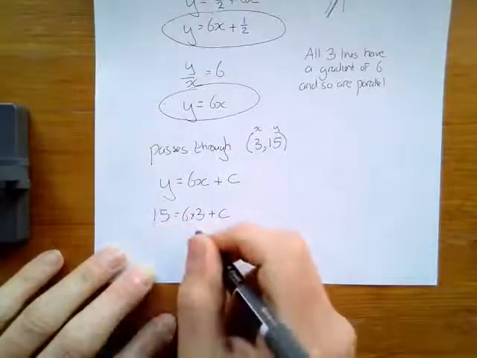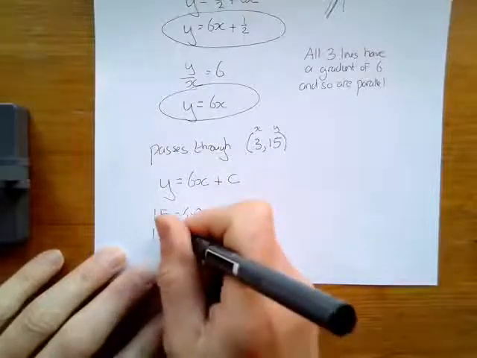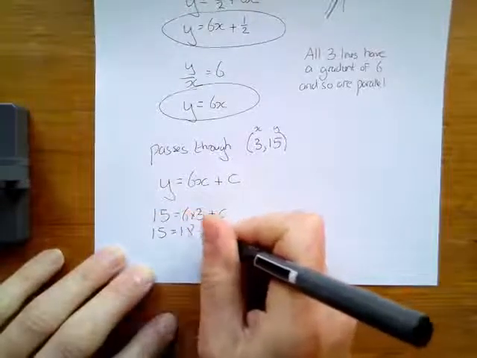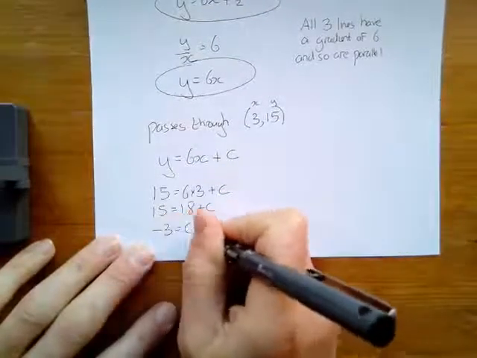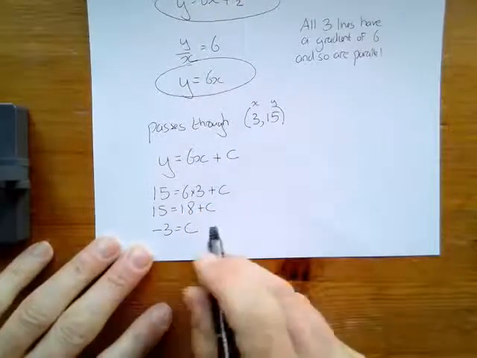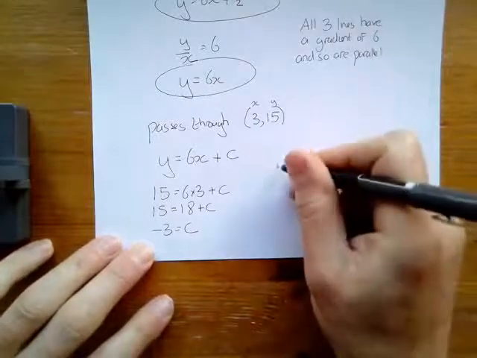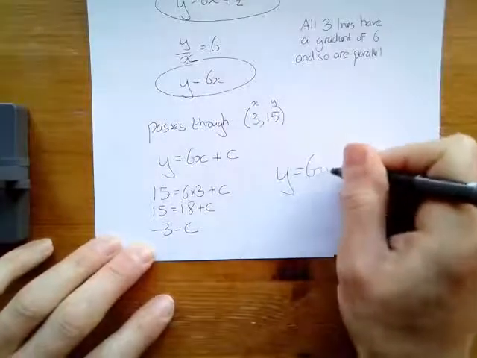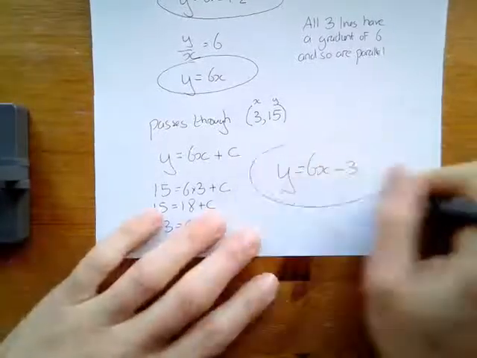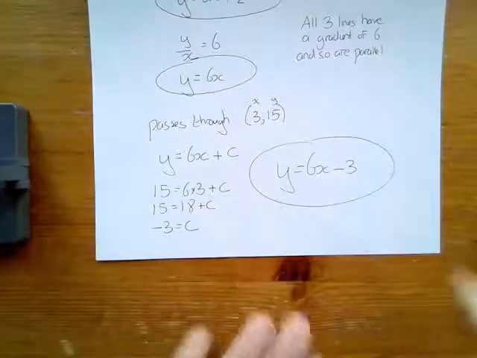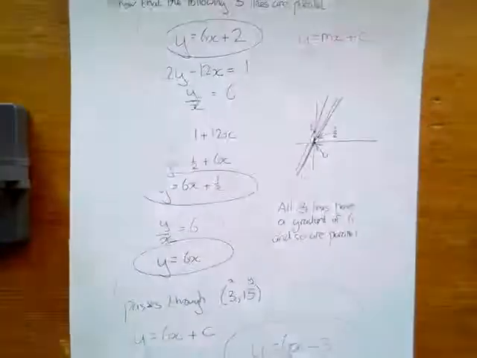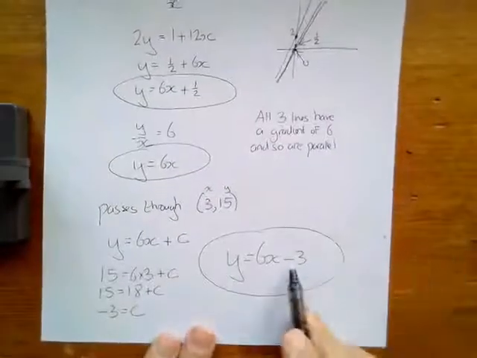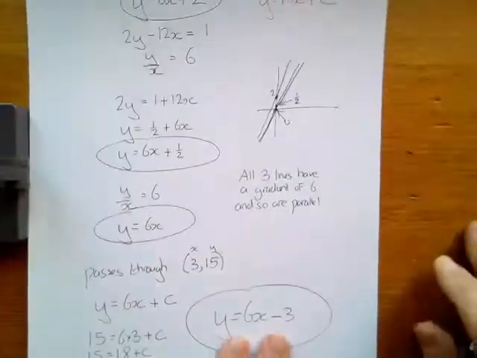That's 15 equals 18 plus c. So if I take the 18 off both sides, I get minus 3 equals c. So I now know that c is minus 3 in this case. So my line is y equals 6x minus 3. That line would pass through the point 3, 15 and is parallel to the other 3 lines on the page. I can draw it on my rubbish diagram.